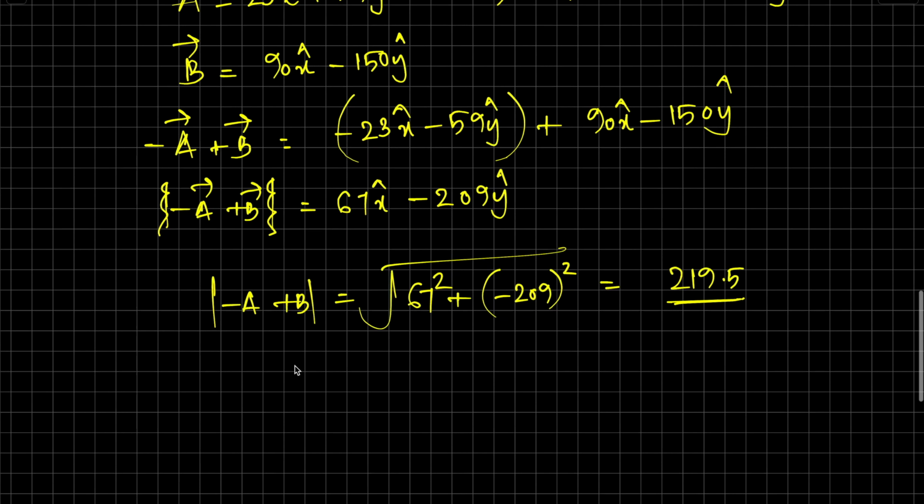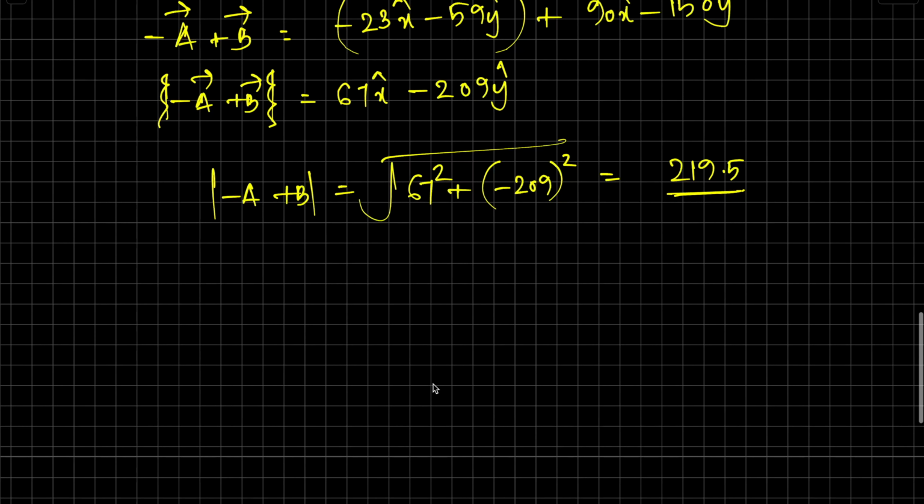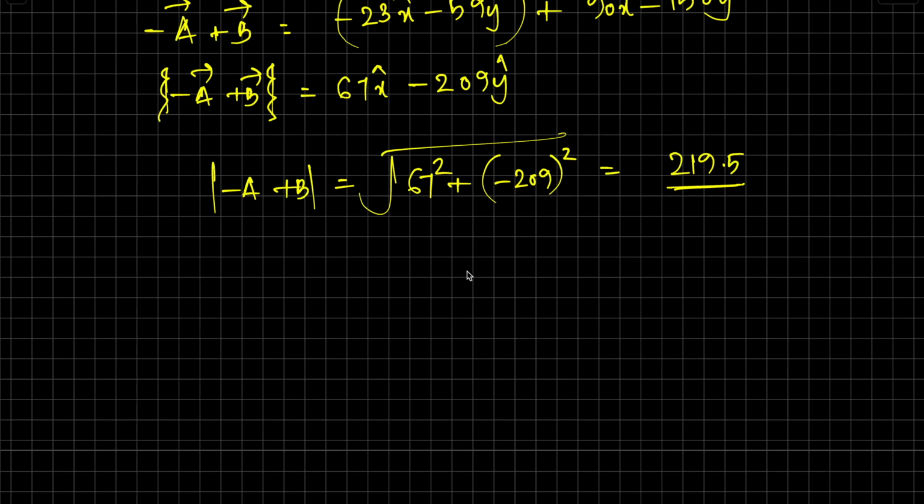Now how do you find the angle theta? Let's draw this vector. We have 67, minus 209. That means our vector is in the fourth quadrant. This is my vector. How do you draw the components? This is the x component of this vector, and this is the y component of this vector. The x component is 67 and the y component is minus 209.